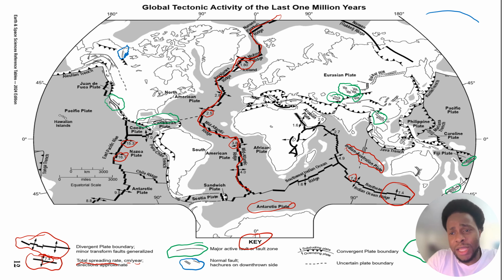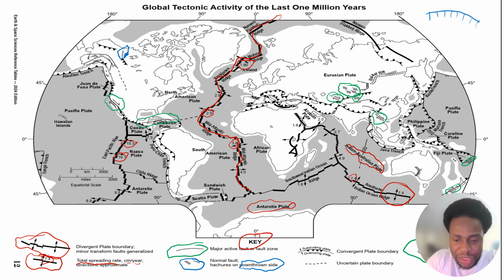Again, the hash line is that, and then you have this hair-like thing growing out of it. So that's what we refer to as the hash line. So wherever the lines are going to, that shows you the downthrown side of that fault.